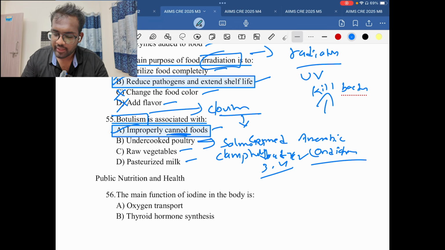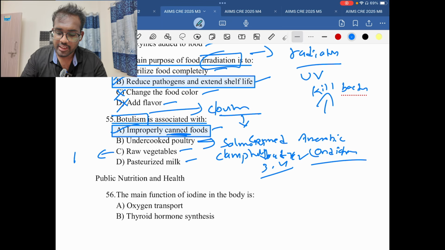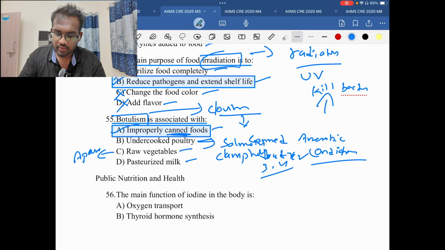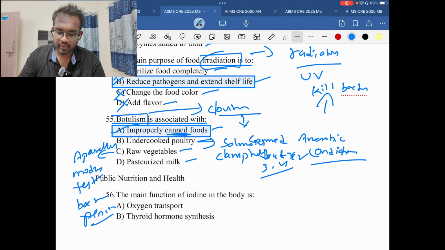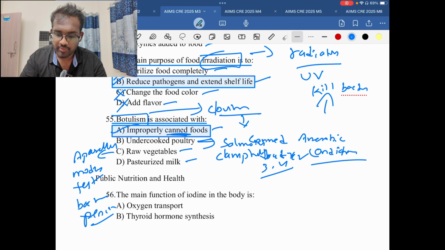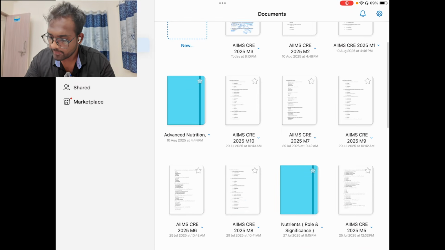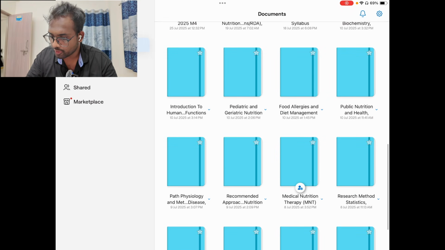Campylobacter jejuni. And raw vegetables is related to the Aspergillus species, like molds, yeast, and bacteria, penicillin, okay, etc. These come under the Aspergillus species. About this Aspergillus species, I have clearly mentioned in my notes of the food microbiology.